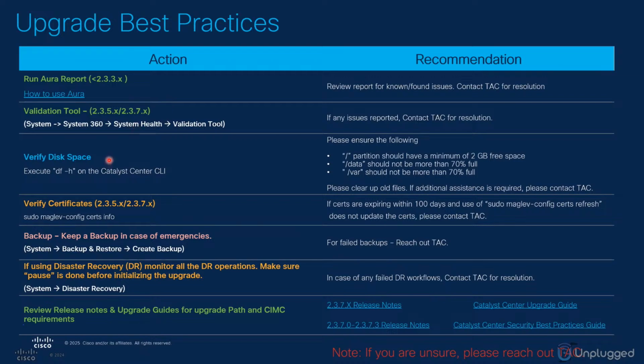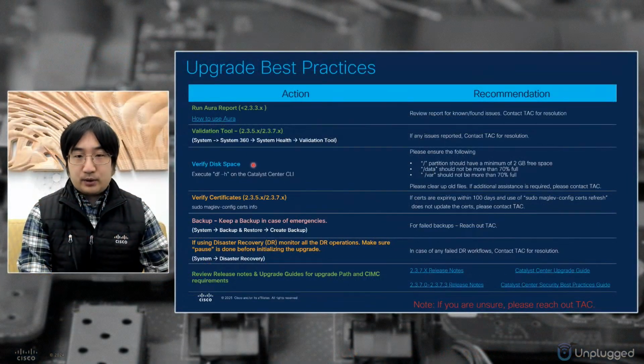Then the next one is a generic disk verification. Obviously, you have to download the code. These codes are fairly large. Just do a general health check. Hey, am I running out of space?